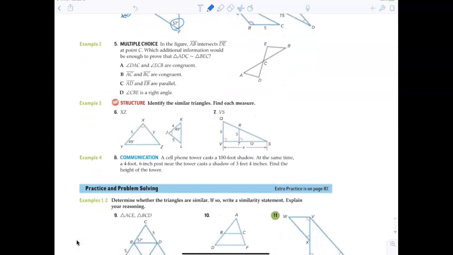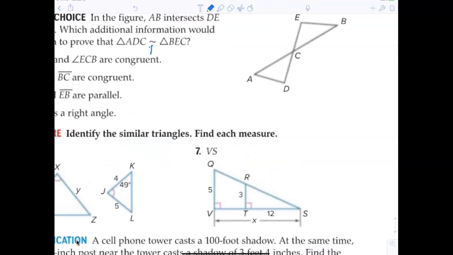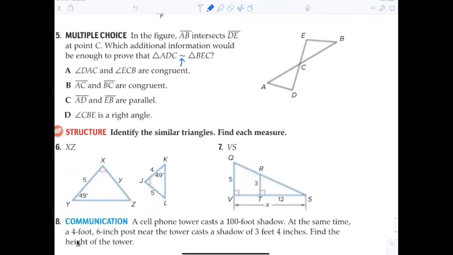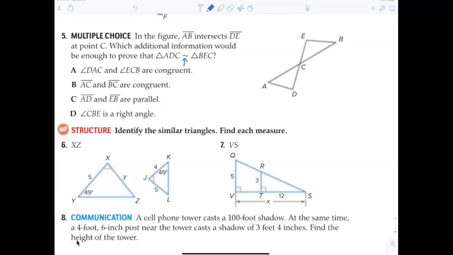Let's look at 5. In the figure, AB intersects DE at point C. Which additional information would be enough to prove that the triangles are similar? And again, remember that symbol is the symbol for what? Similar. That's it. So, what angle do we know is congruent already? ACB and ECB. Yeah, the vertical angles. So can I say that DAC is congruent to ECB? That would be dumb. No.